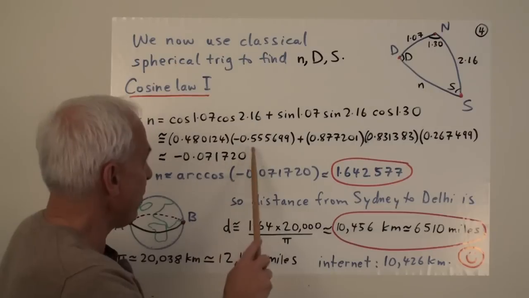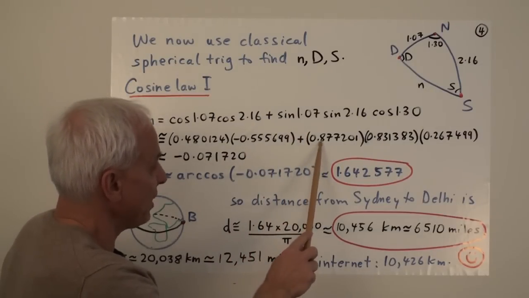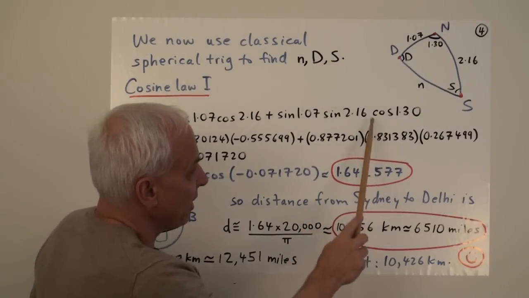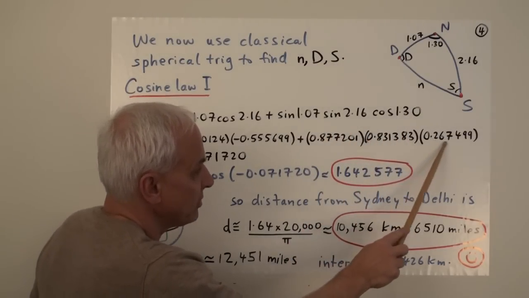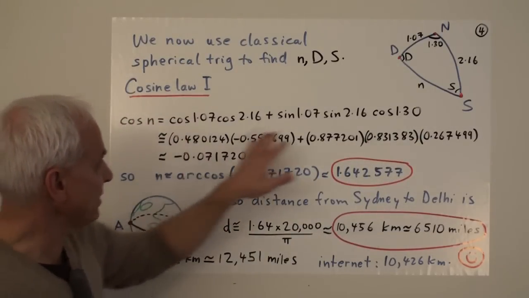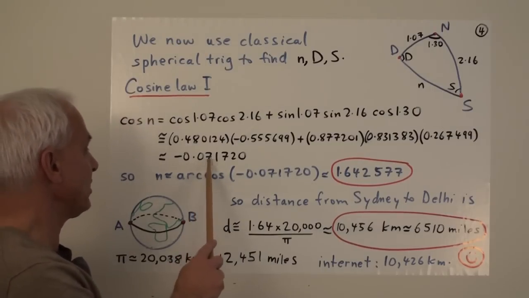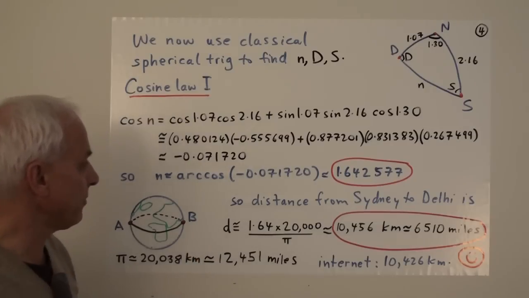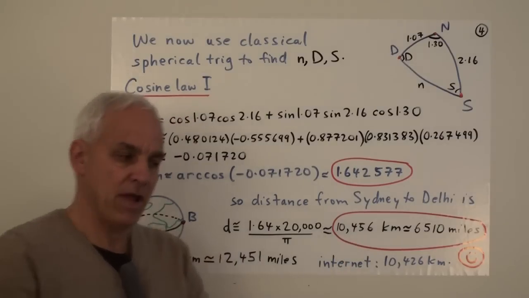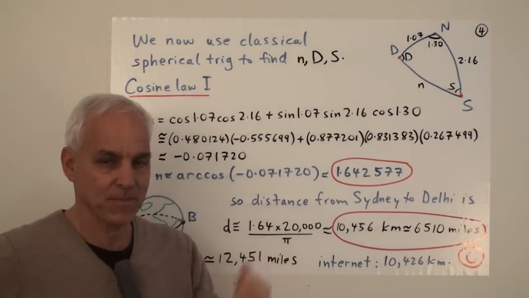The cosine of 2.16 is minus 0.55, etc. Sine of 1.07, 0.877. Sine of 2.16 is 0.8313. Cosine of 1.3, 0.267. So our calculator does all that work, and then it makes this calculation, and you get approximately minus 0.071720, etc. So that's the cosine of n, and now we have to invert that. We have to extract n from that.